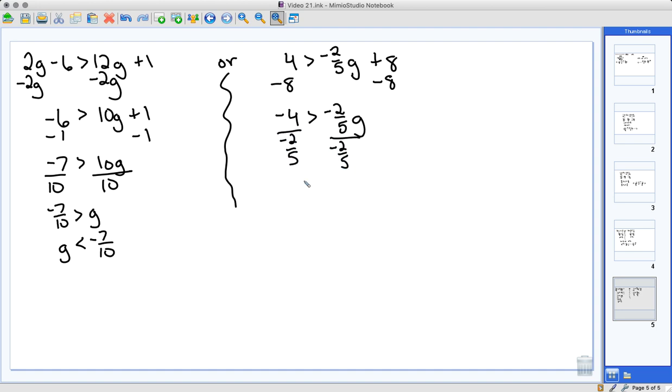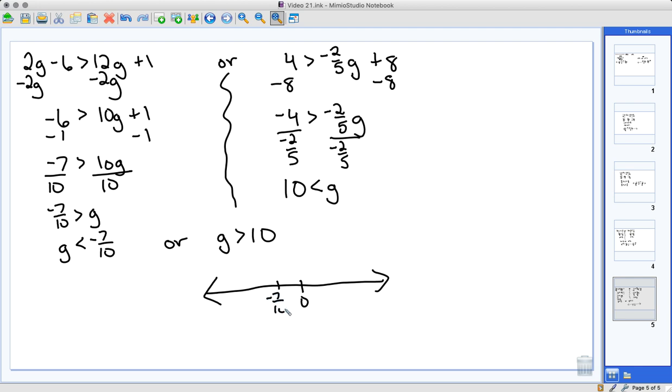Be very careful how you type that into your calculator. I divided by a negative, so my sign has to flip. Negative 4 divided by negative 2/5 is 10. So now I've got g is less than negative 7/10 or g is greater than 10. So 0, there's my negative 7/10, there's my 10. Open circles on both of them, and we point away from each other with the arrows.